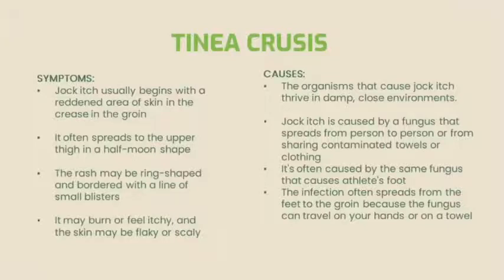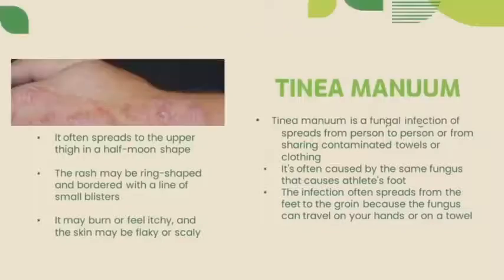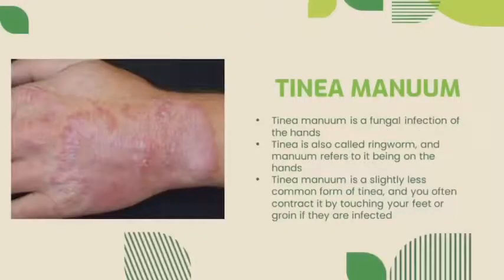Causes. The organisms that cause jock itch thrive in damp, closed environments. Jock itch is caused by a fungus that spreads from person to person or from sharing contaminated towels or clothing. It's often caused by the same fungus that causes athlete's foot. The infection often spreads from the feet to the groin because the fungus can travel on your hand or on a towel.